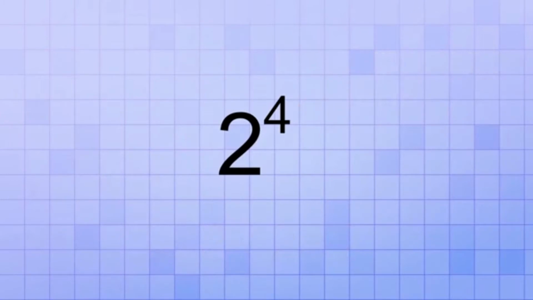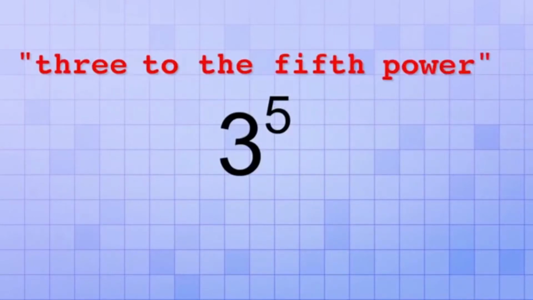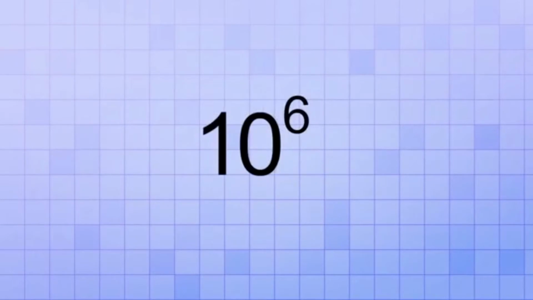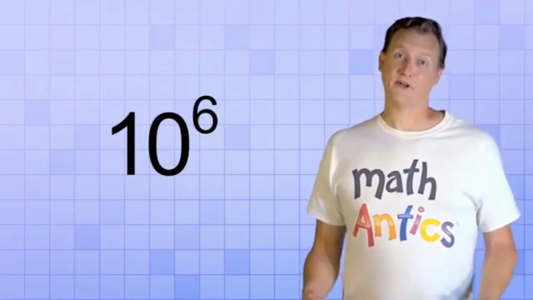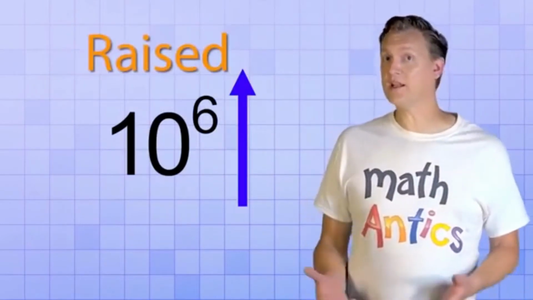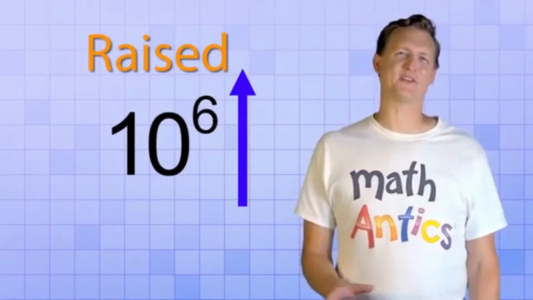And when reading exponents, some interesting terminology is used. This exponent would usually be read 2 to the 4th power, or just 2 to the 4th for short. And this exponent would be read 3 to the 5th power, or just 3 to the 5th. And this exponent would be read 10 to the 6th power, or just 10 to the 6th. Get the idea? Oh, and you'll often hear people say that a number is raised to a certain power. You know, because it sounds kind of cool. But it's just another way of saying the same thing.